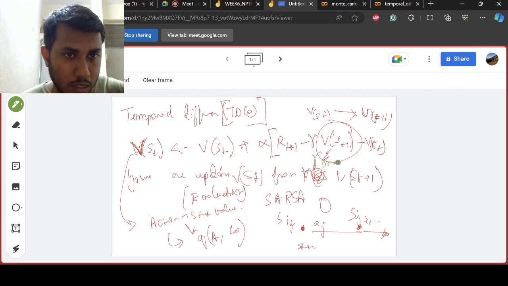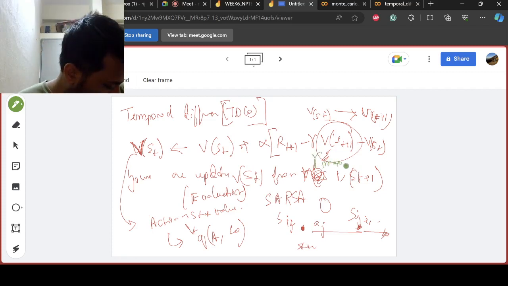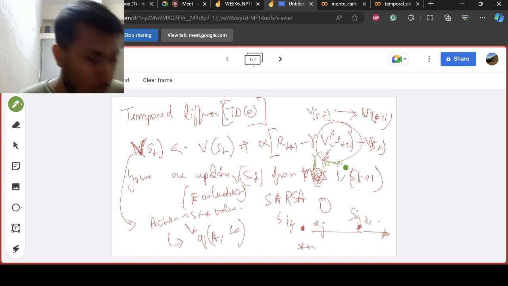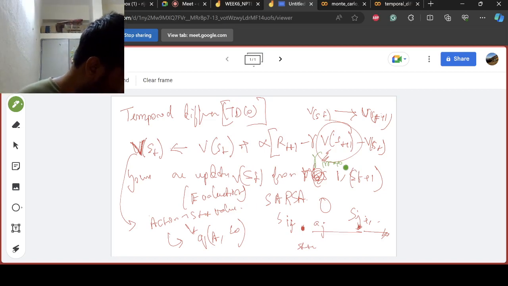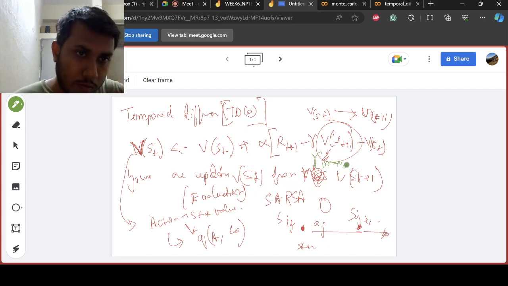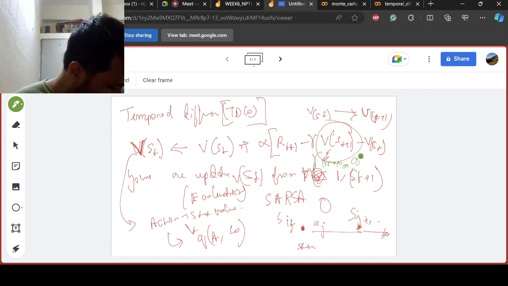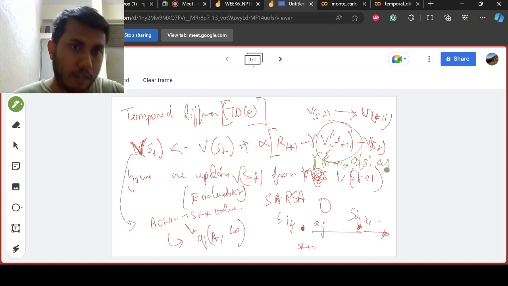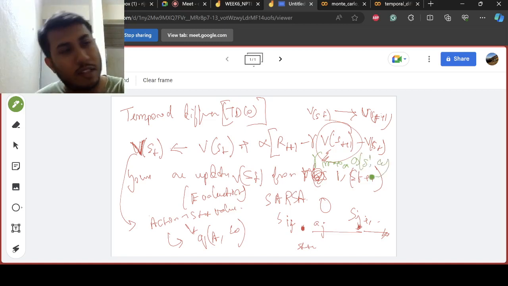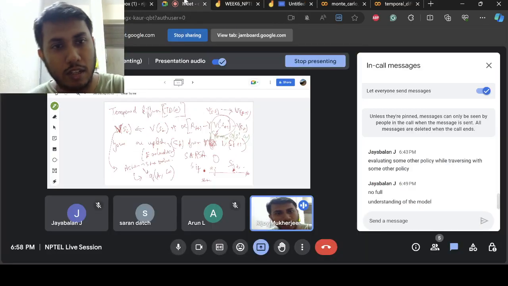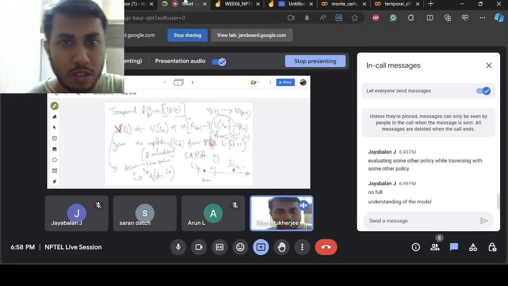Gamma max of Q(s', a*). Right? Simple, nothing difficult to understand, because here you have to just look ahead one state.